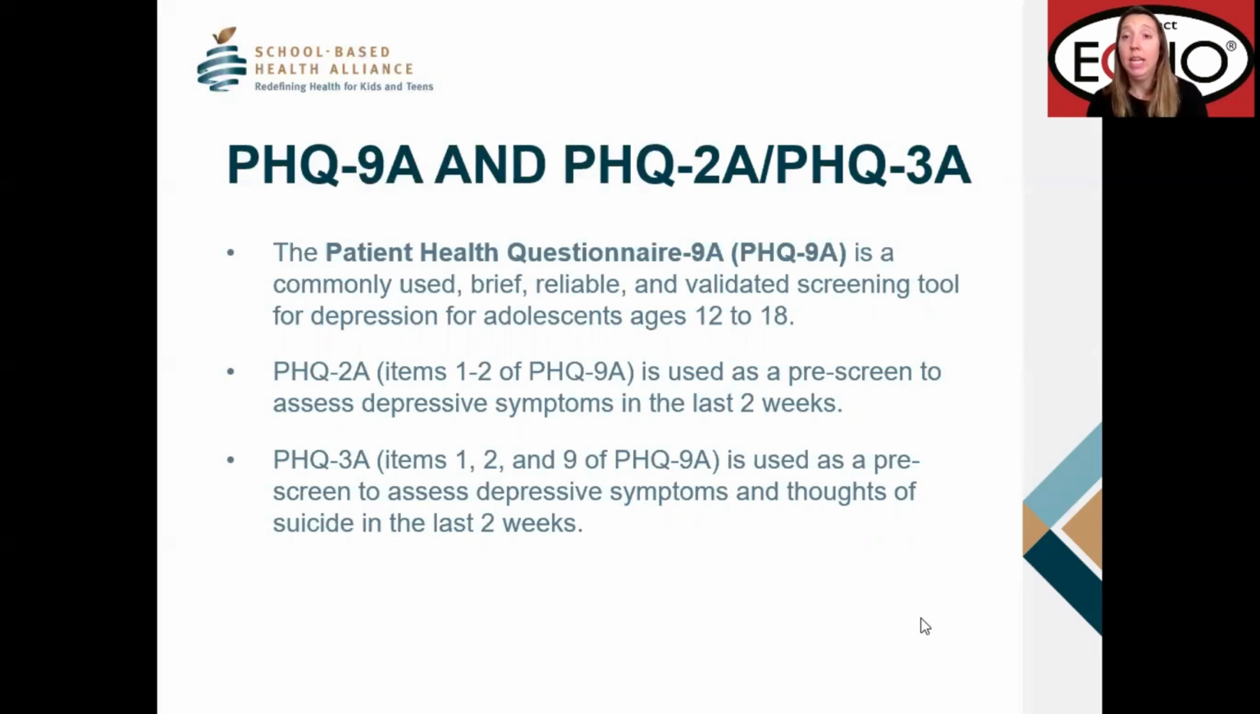The PHQ-3A is comprised of items 1, 2, and 9 of the PHQ-9A, and it's used as a pre-screening tool for depression and suicide risk to determine if the full PHQ-9A and an additional suicide screening tool, such as the Columbia Suicide Severity Rating Scale, or the C-SSRS, should be administered. The full PHQ-9A and C-SSRS provide more detail on the severity of risk for depression and suicide, including the presence of suicidal ideation, having a plan and intention, and also acting on that intention.